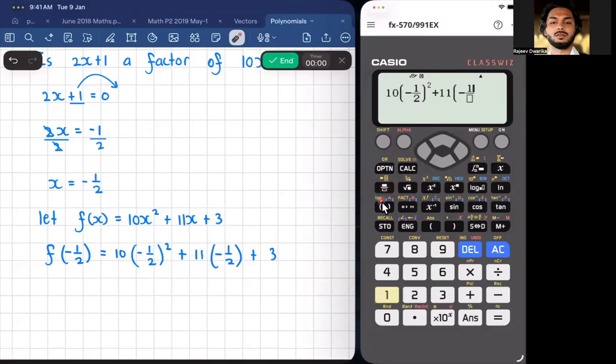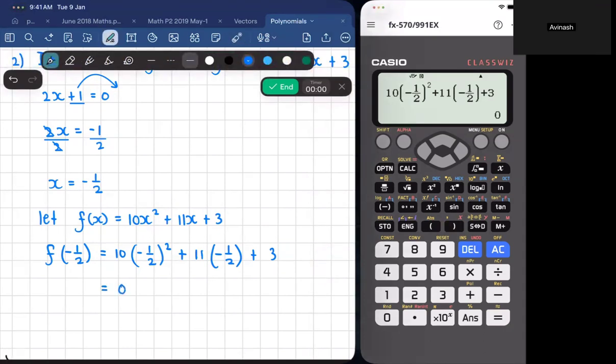Then you're going to press 1, same thing. Press the right arrow, move to the denominator. Then press the right arrow to come out. Close the bracket. Then you're going to press plus 3. Press equal. Tell me what you get. 0. Right.